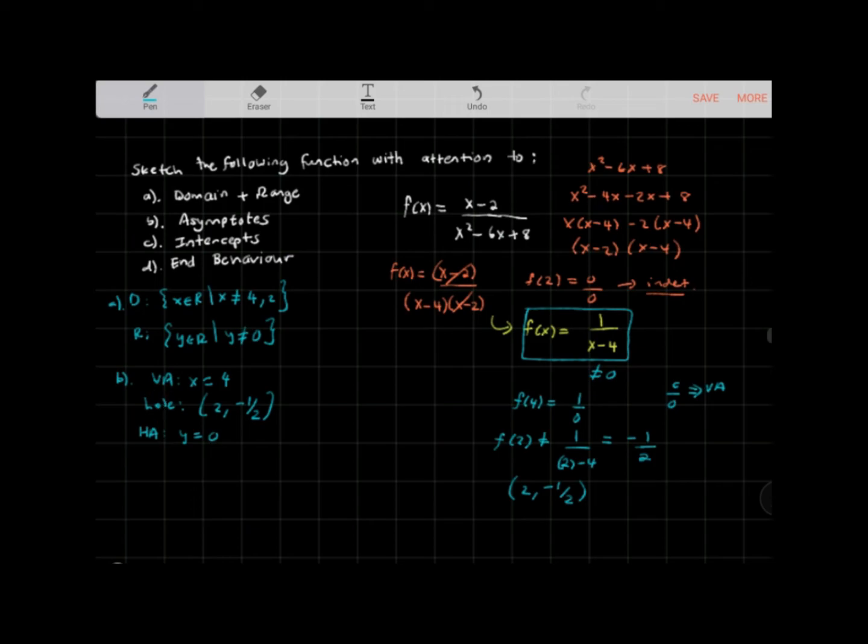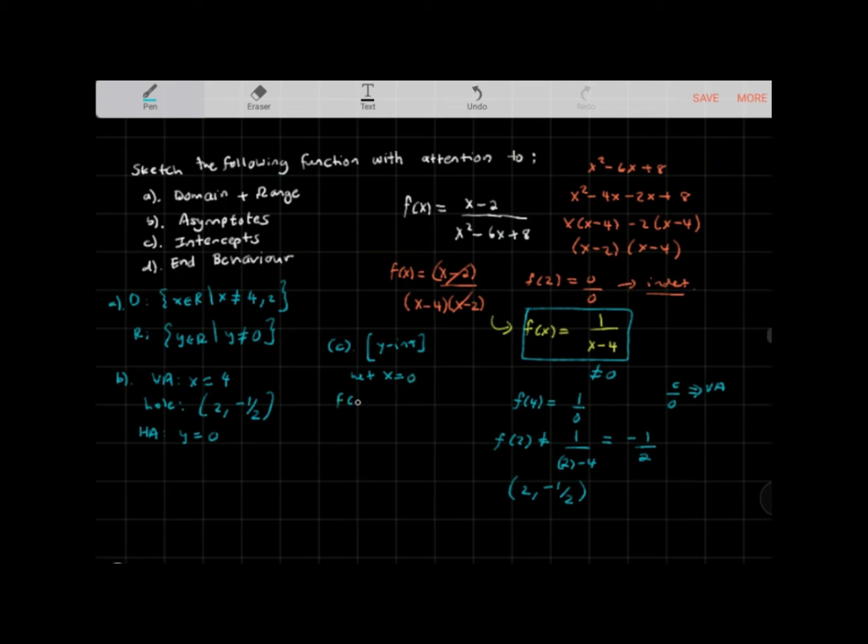Using all of these things, we can sketch our function. We're going to be looking at our simplified function, and let's take a look at some of our intercepts. Because the horizontal asymptote is y is equal to 0, the graph won't cross our x-axis, right? So we don't have to look for x-intercepts. We're just going to find a y-intercept.